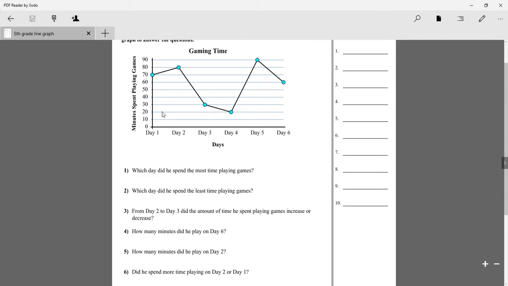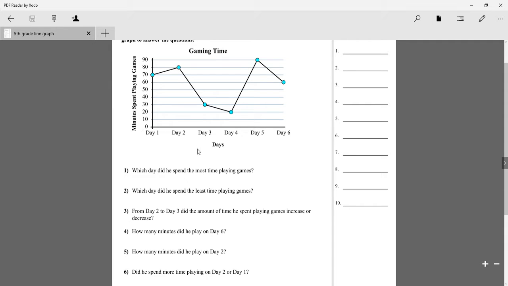Alright, today we're going to go over line graphs and how to read them, how they're set up, and we're going to answer a few questions on this line graph. So basically, a line graph has a value on the x-axis, and then there's a value on the y-axis.